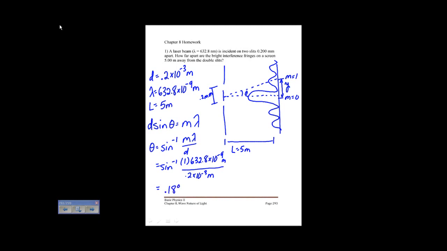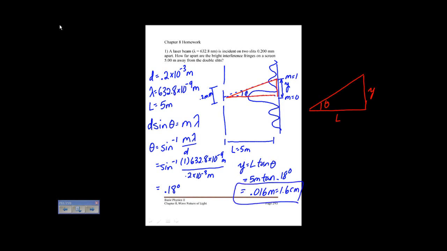Okay, so now that I know that angle, I can say y is equal to L tan theta. Notice that I have a triangle here. In this triangle, this is theta, this is L, this is y. So tan theta is y over L, so y is equal to L tan theta. So that's equal to 5 meters times the tan of 0.18 degrees, which is 0.016 meters, which is 1.6 centimeters. So that's the answer.